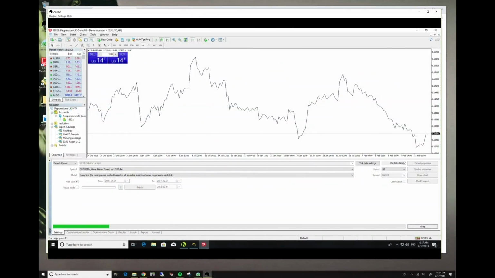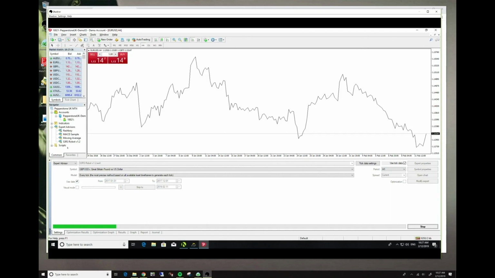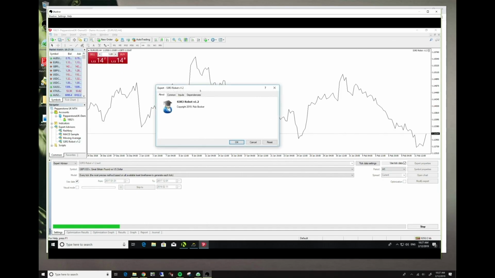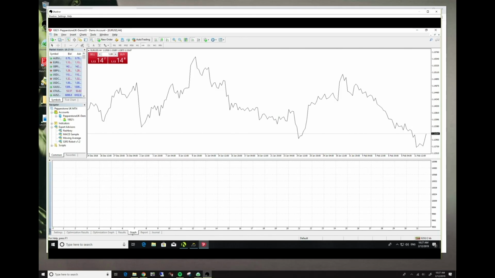Also, make sure that auto trading is checked here at the top of the screen in MetaTrader. It's a button right here at the top of the screen. Also, make sure that in the common tab on the robot, you've checked allow live trading so that it can trade live. Let's see how the results are going right now.